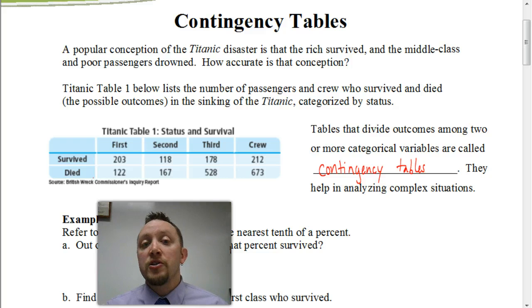So in this first example today, we're going to be looking at some information from the Titanic. There's a popular conception about the Titanic that the rich survived, and the middle class and the poor, the lower class, all drowned. We're going to look at just how accurate that conception is. So let's take a minute now to look at the table and draw out some information from it.